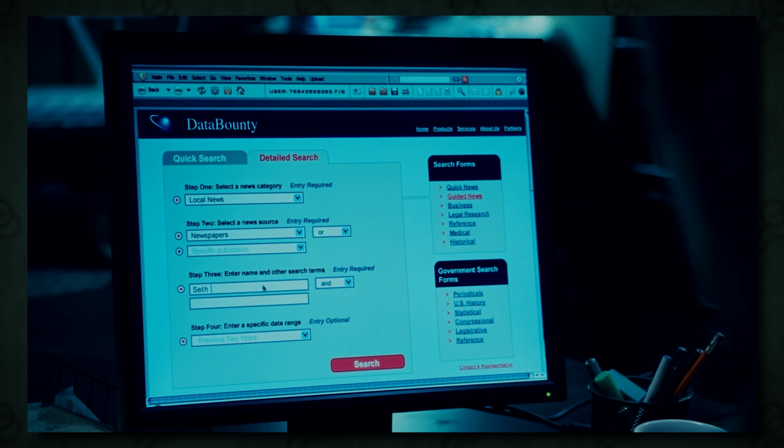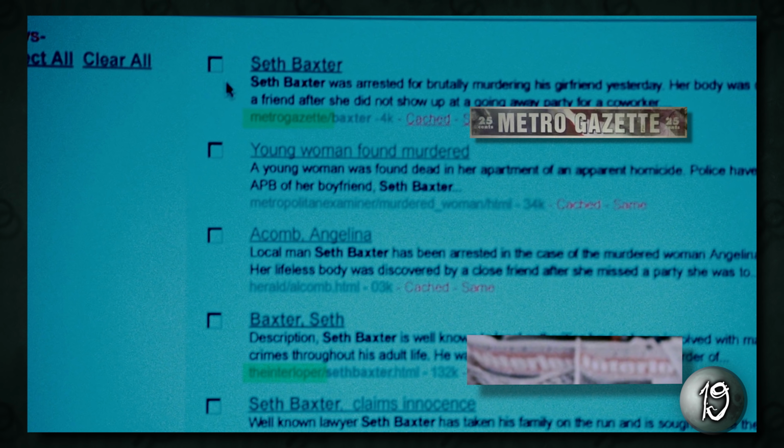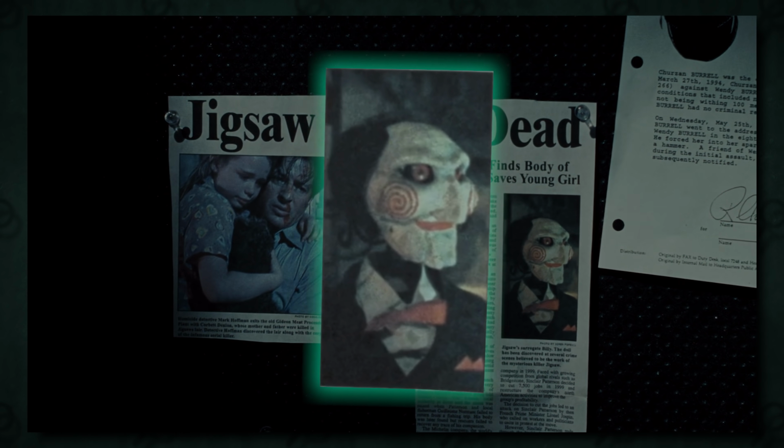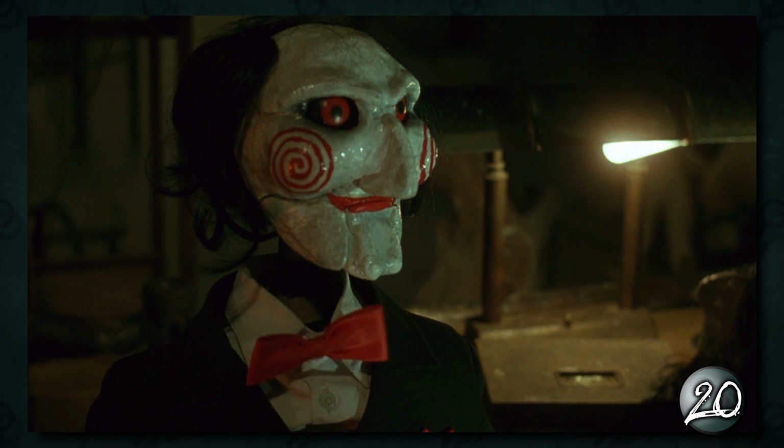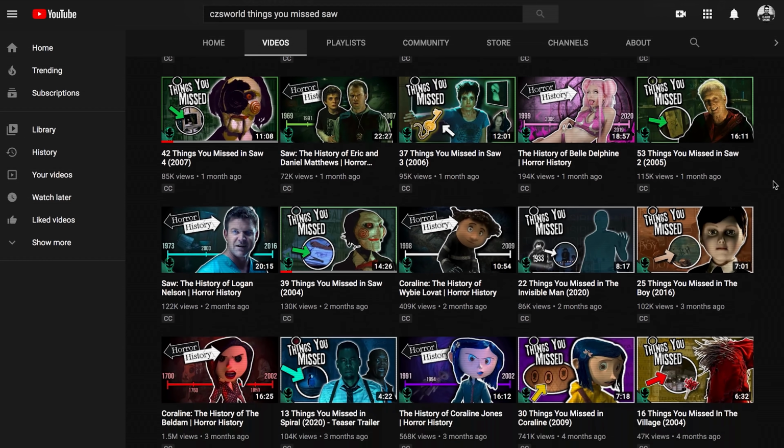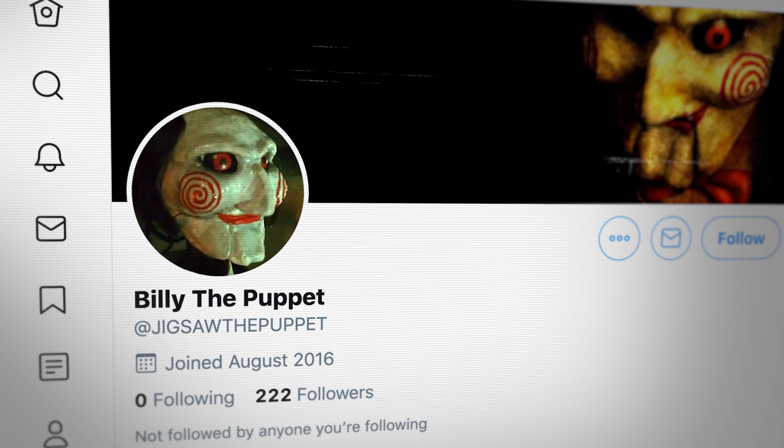I like how there's a level of consistency when building the Saw world. When Strahm is clicking through the headlines, the publications are many of the same ones we've seen in previous movies. It's also amazing how so many of these Jigsaw articles all use the same picture, which is really just a screenshot from Saw 1. Heck, I even used it in my Things You Missed thumbnail. It's a good picture. Billy should make it his Twitter avatar. He'd fit right in on that website, considering he's a puppet.